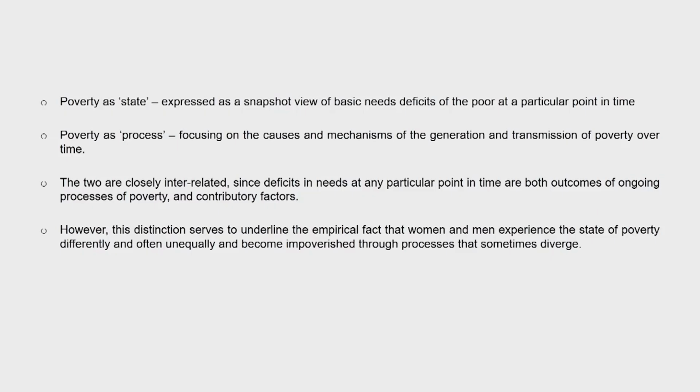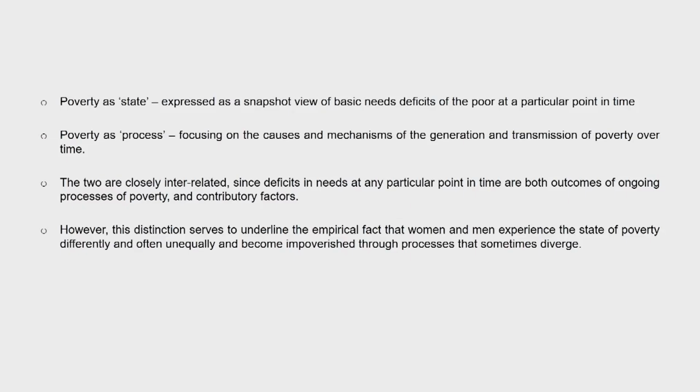So in that sense, there needs to be a focus on the causes and mechanisms of the generation and transmission of poverty over time. And needless to say, both of these concepts, poverty as a state and poverty as a process, are closely interrelated, because deficits in need at any particular point in time are both outcomes of ongoing processes of poverty and contributory factors. However, it was important to distinguish between poverty as a state and poverty as a process, because the empirical fact is that women and men experience the state of poverty differently and often unequally, and become impoverished through processes that sometimes diverge. Since the relations of power within a household, within a community, within a nation, within a state are very different.